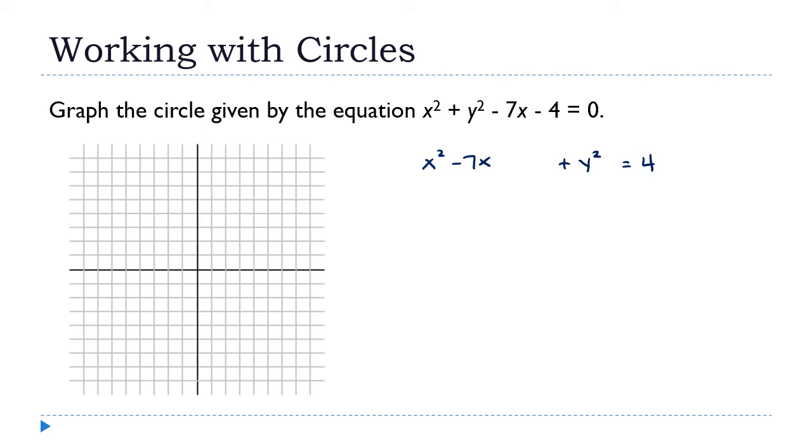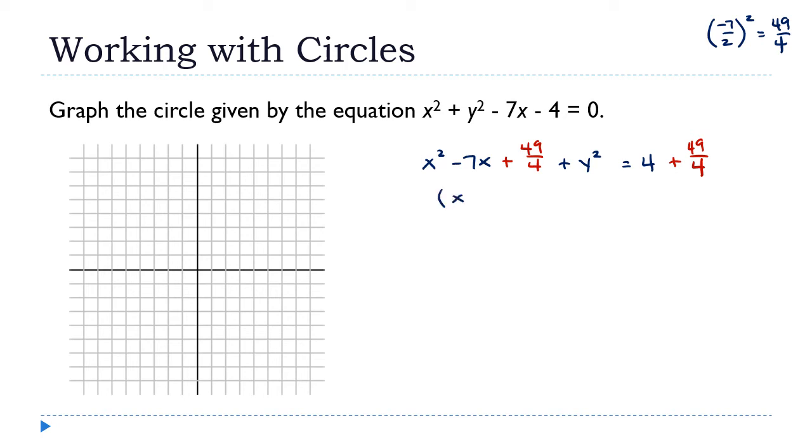All right, so on the 7 side here, remember what we do. I'm going to do my little scratch bit here. Negative 7 over 2 squared is 49/4. So I will add 49/4 to both sides.